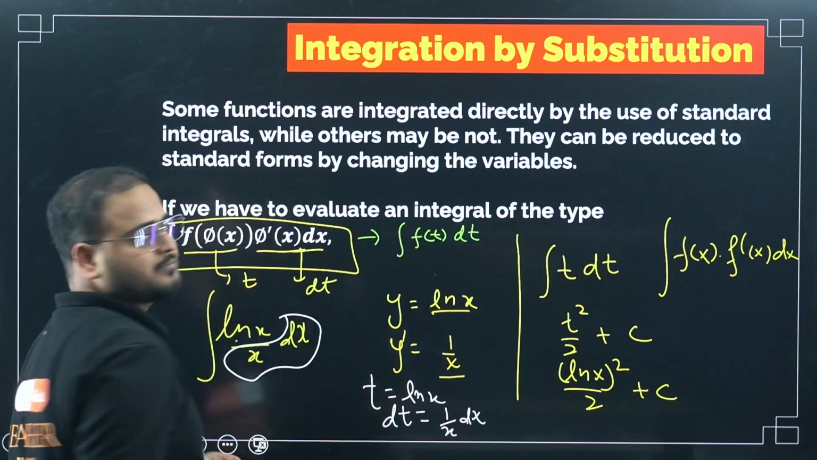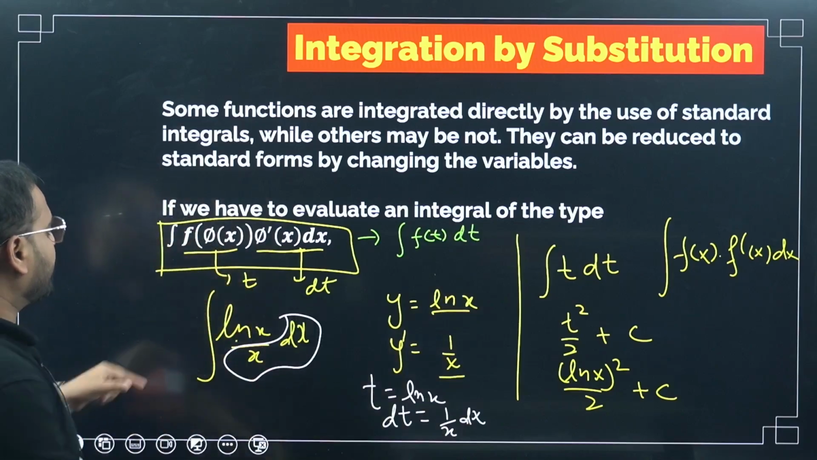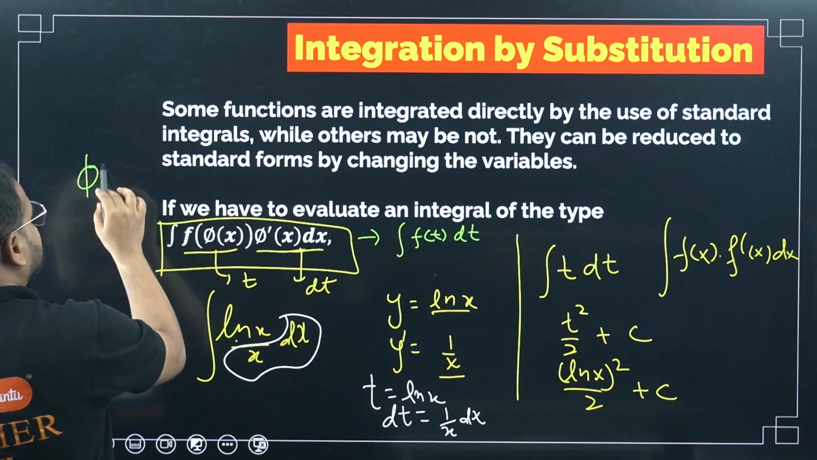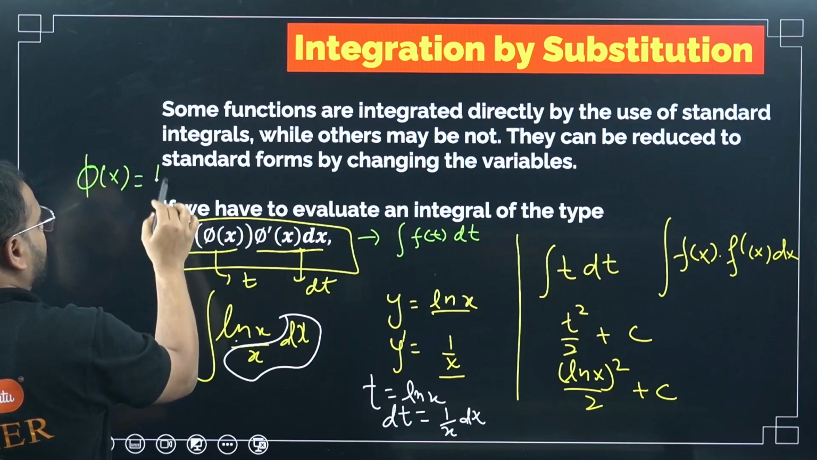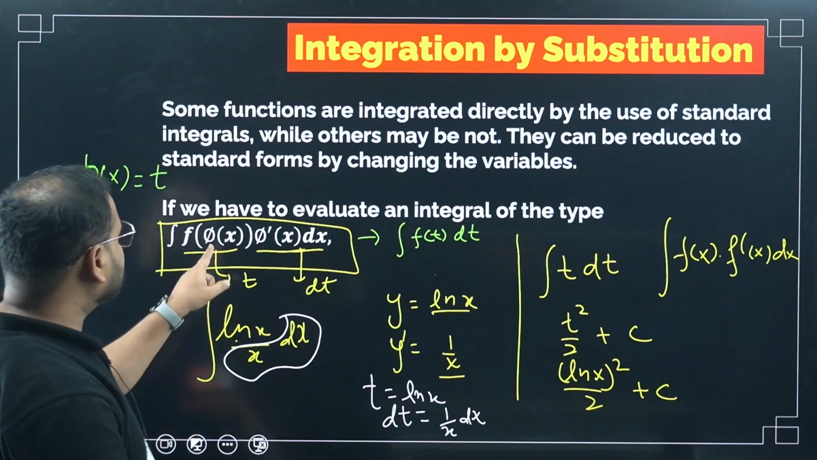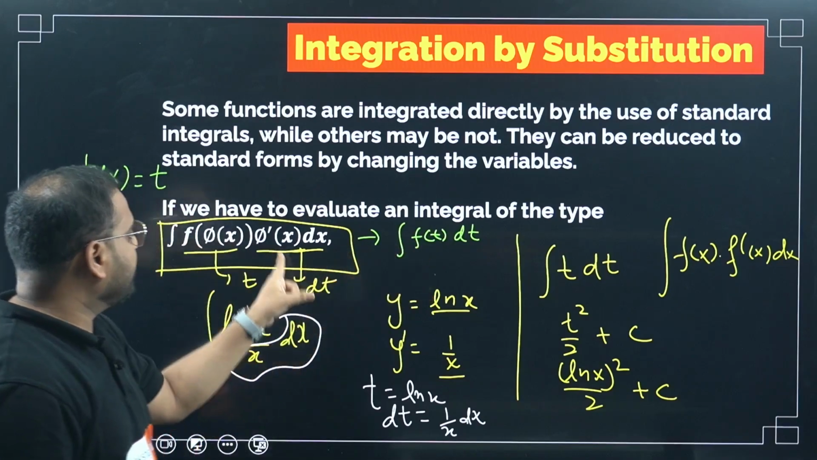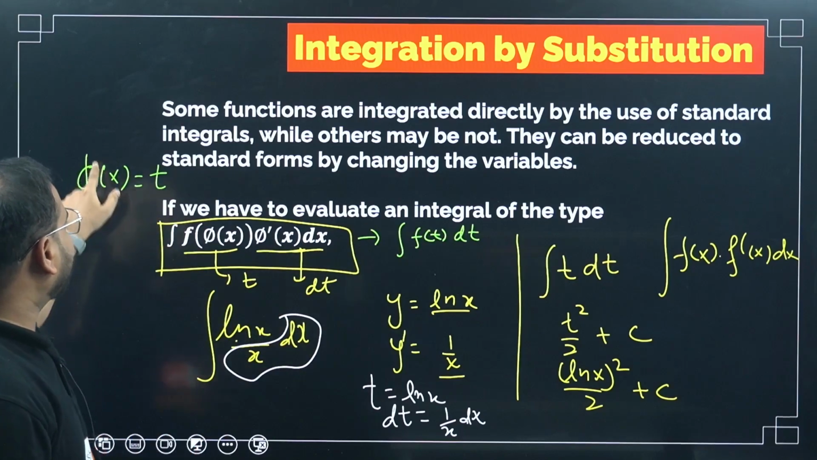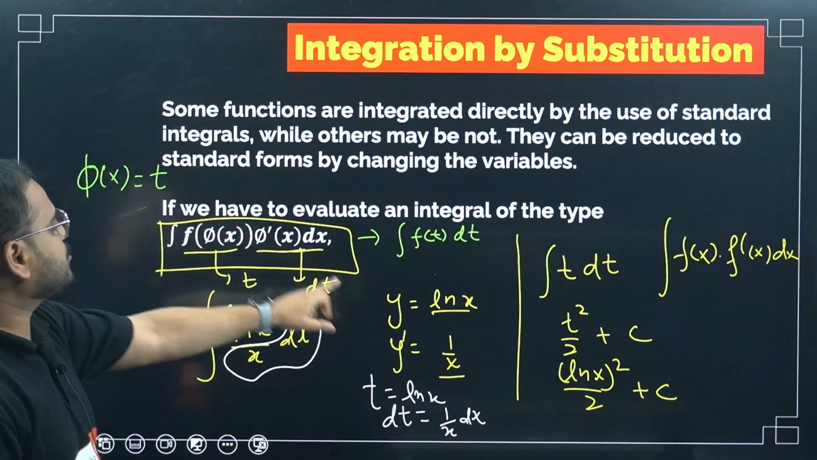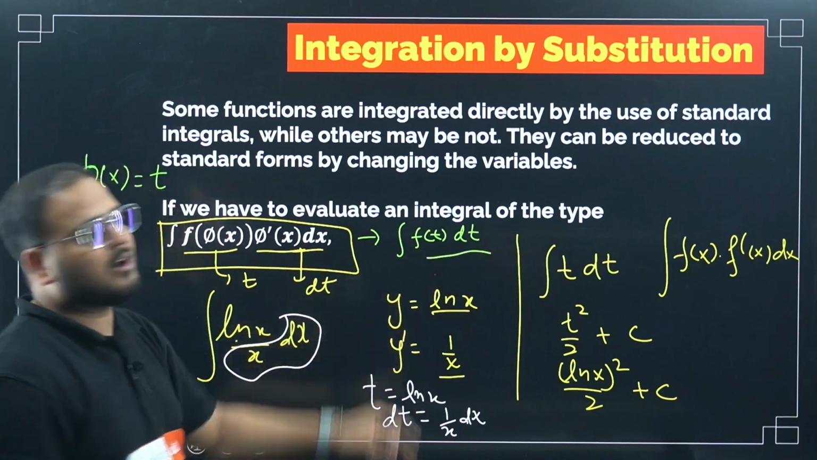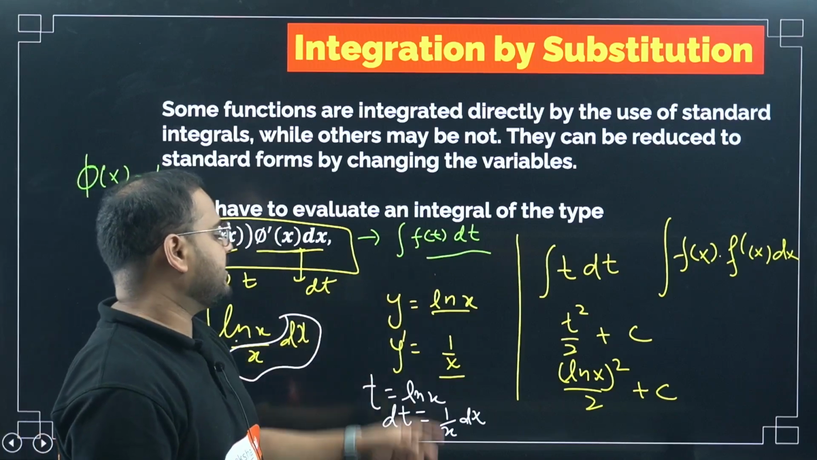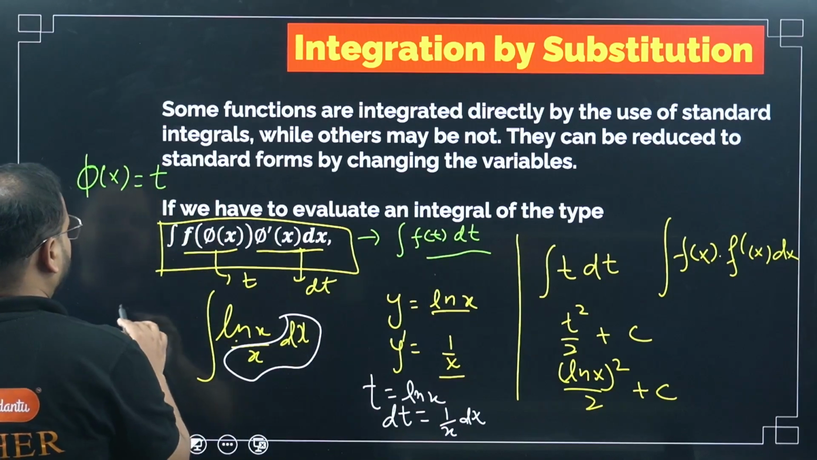Please have a look. I took phi x equals t. Then this is going to be f of t, and if you differentiate, you get phi dash x dx equals dt. So what is the new integration? The integration of f of t dt. How? We solved it with the example over here.